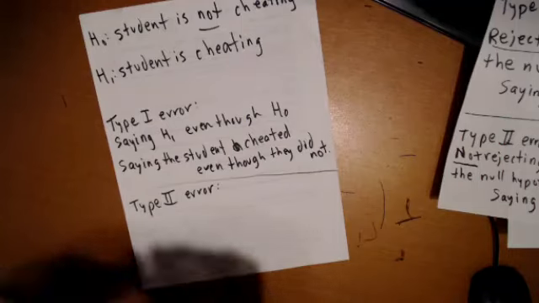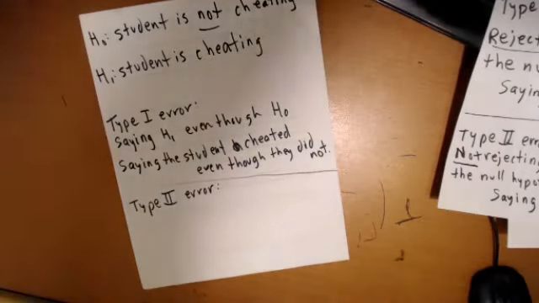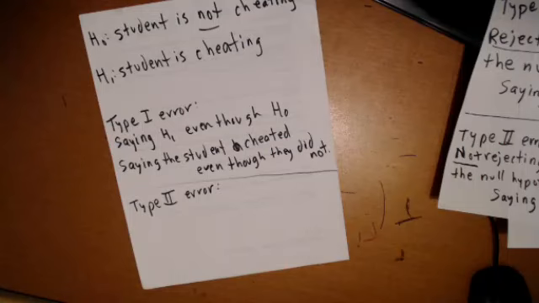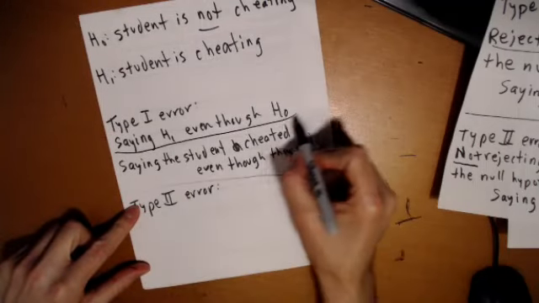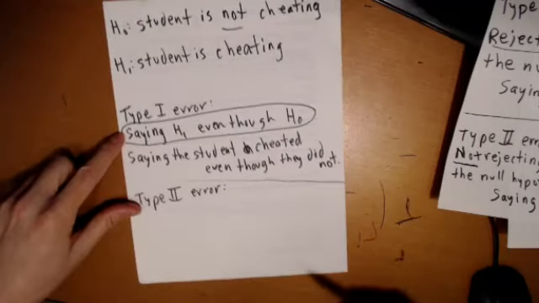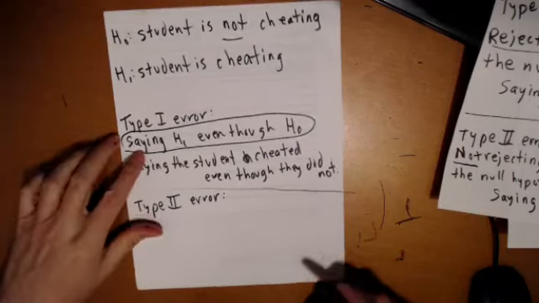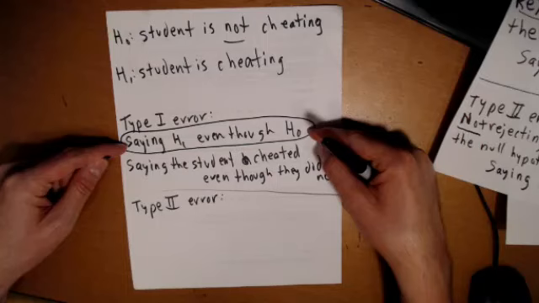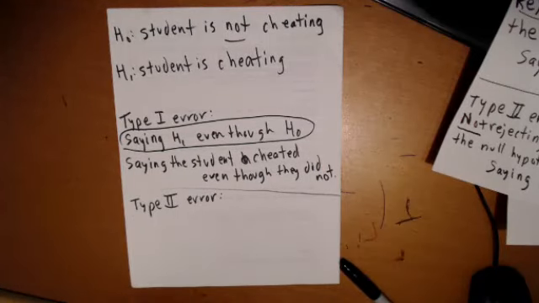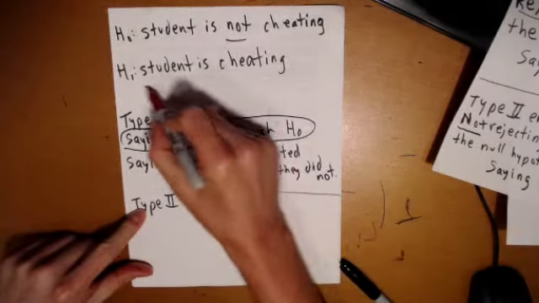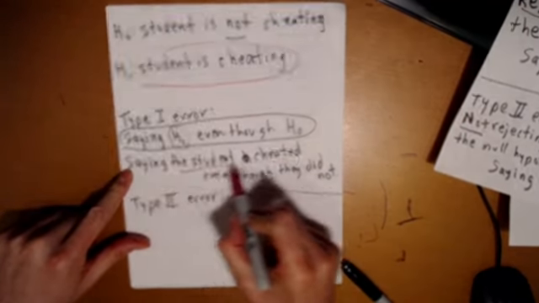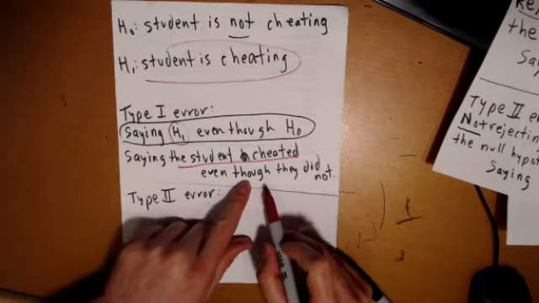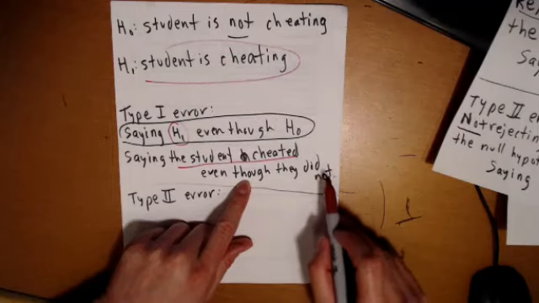So time for a new pen. Let's do the same thing for the type 2 error. I'm going to write down my little trick. For type 1 error, someone says, hey, what's the type 1 error? I go, well, let me write down my key: saying H1 even though H0. Now let me substitute in. Saying H1. What was H1? Student is cheating. So saying the student cheated even though H0: they were not cheating. Okay.